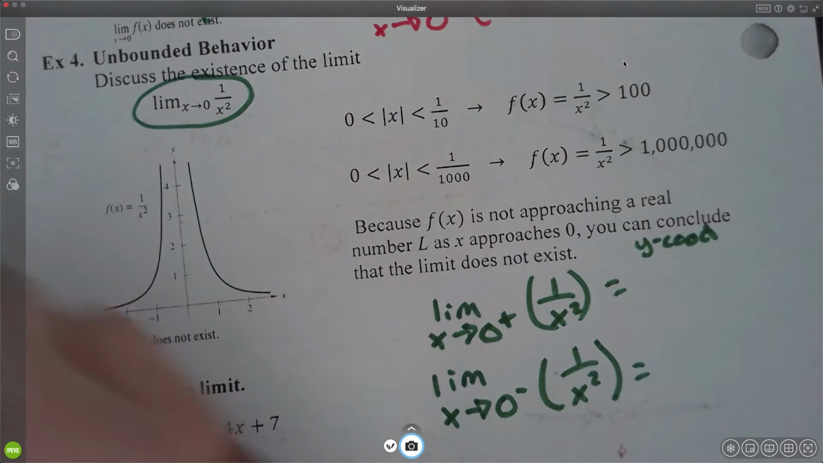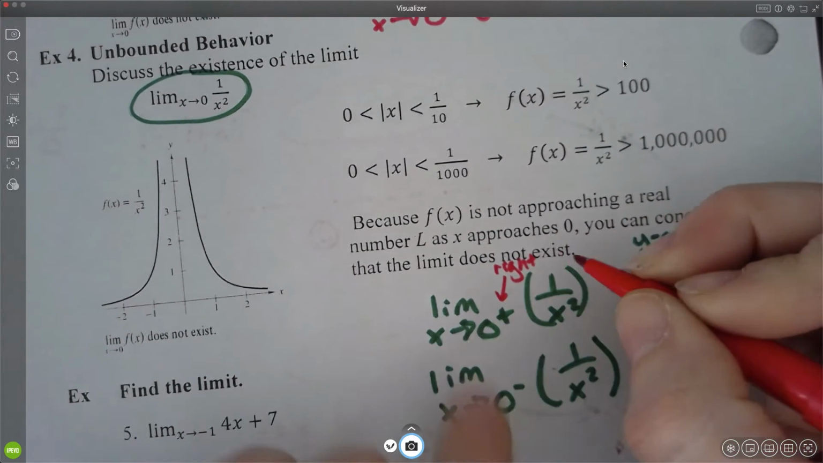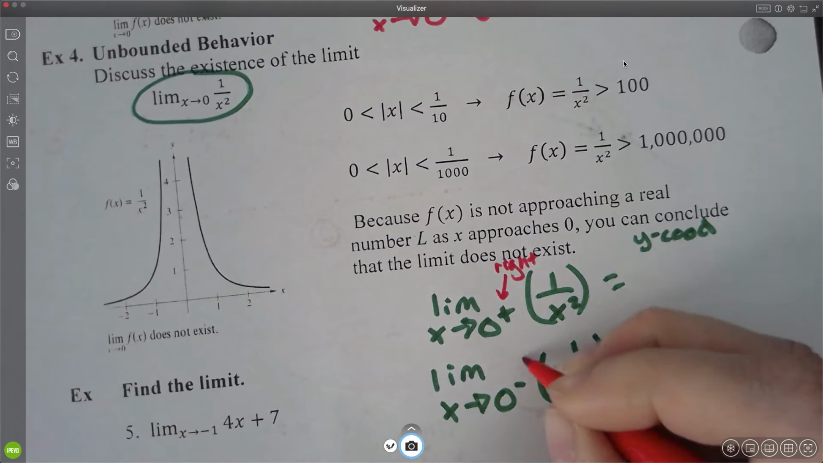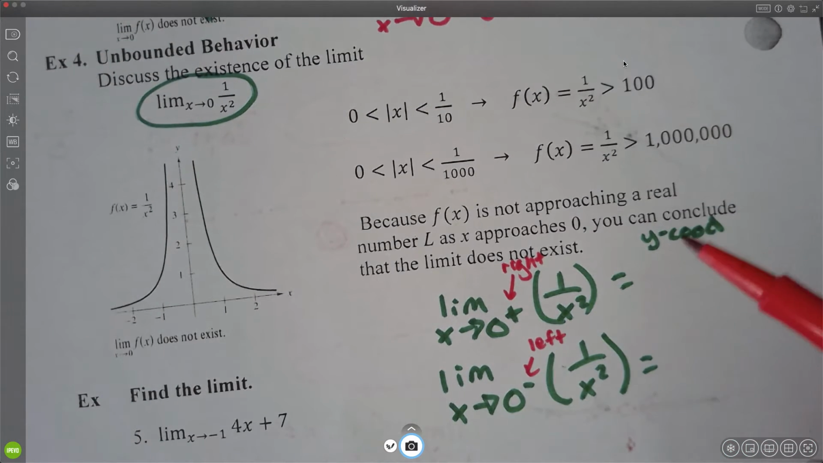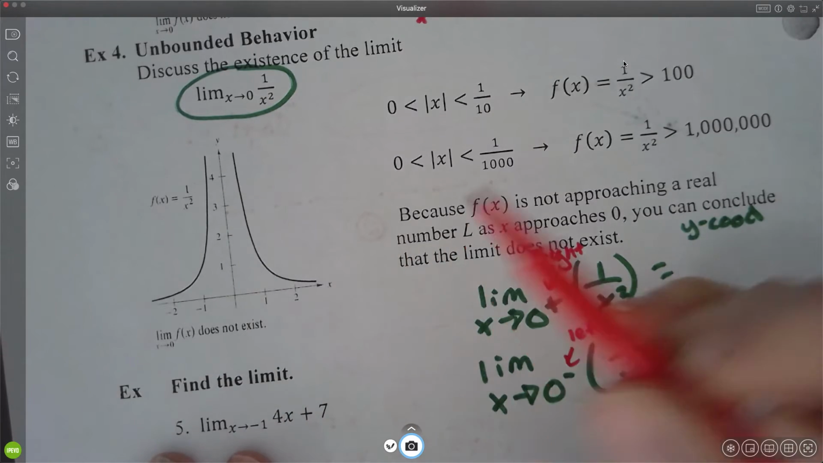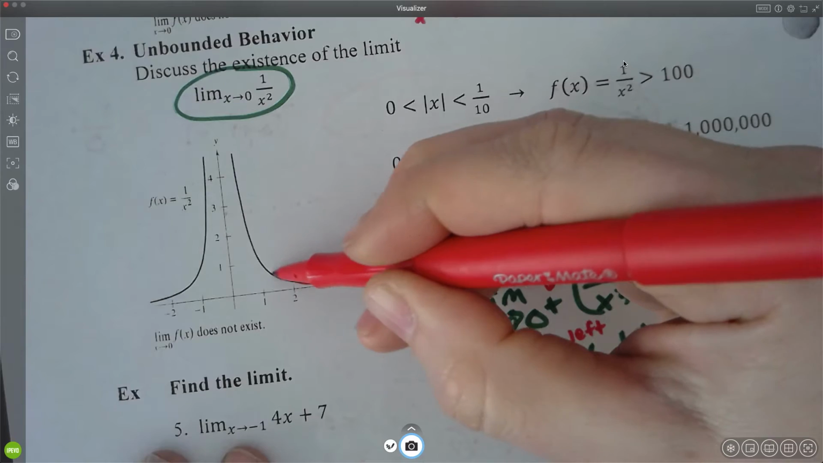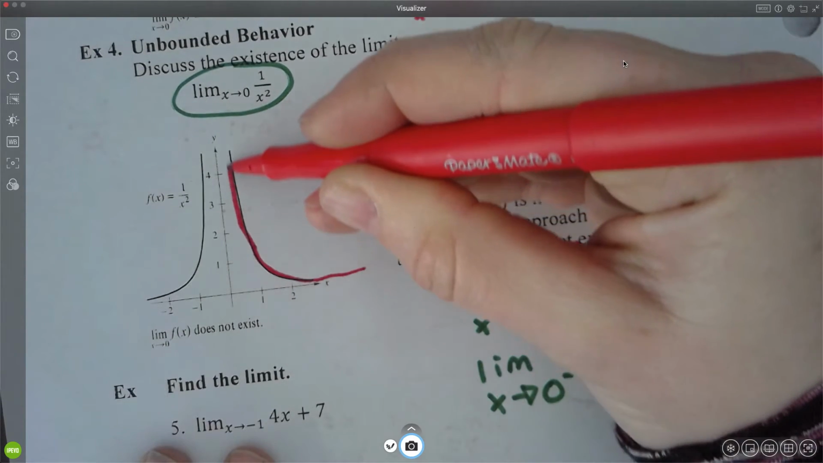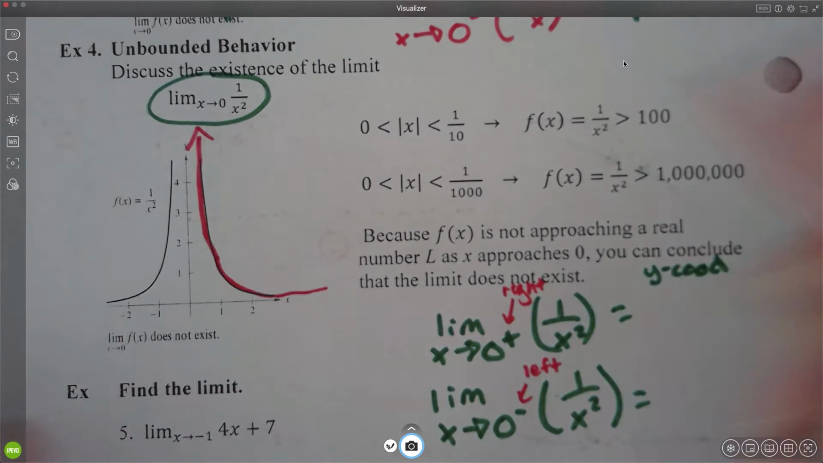So this is from the right, because on the positive side of 0, that's the right side. Negative side of 0, that's the left side. All right, so we have our function here, and we're coming in on the right side, going along this function, and all of a sudden he zooms up and up and up forever. So what y coordinate is he approaching all the way up here?